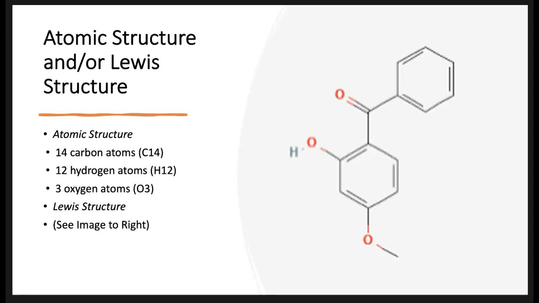The atomic structure of oxybenzone contains 14 carbon atoms, 12 hydrogen atoms, and 3 oxygen atoms. And to the right here is the Lewis structure. And as you can see, it contains 2 benzene rings and 1 carbonyl group.